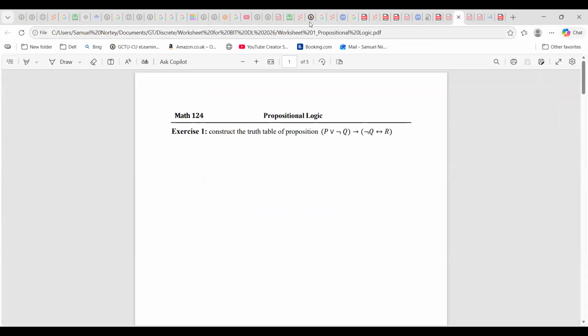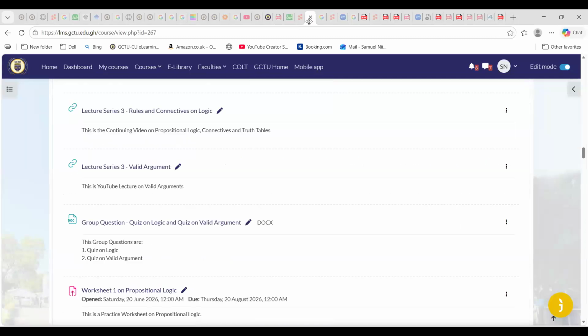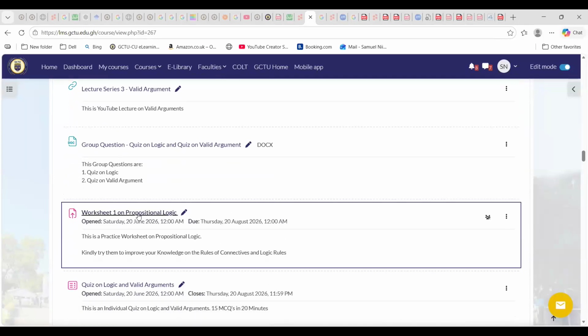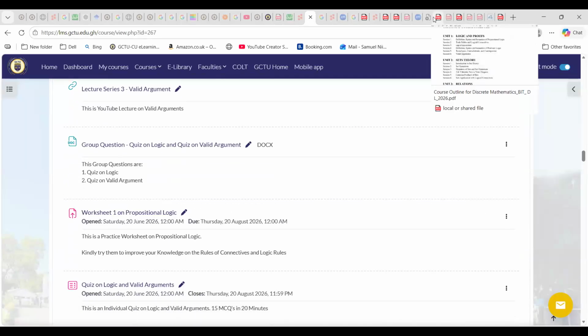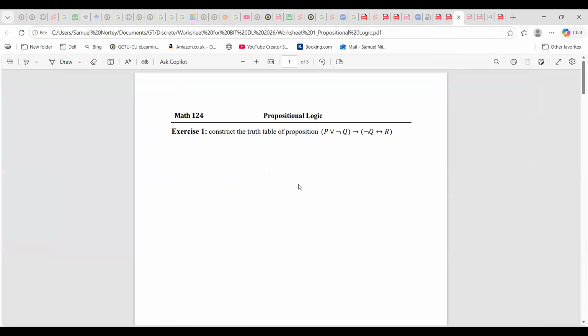If you go to the LMS, you see, no, this is engineering. Okay. So this is worksheet 1. I only give you one. So that is the one I'm referring to here. That is worksheet 1.